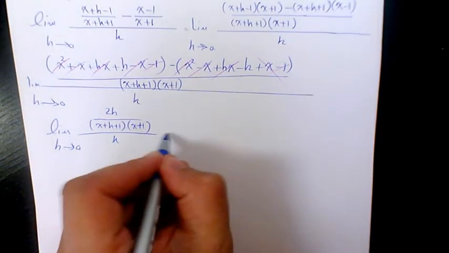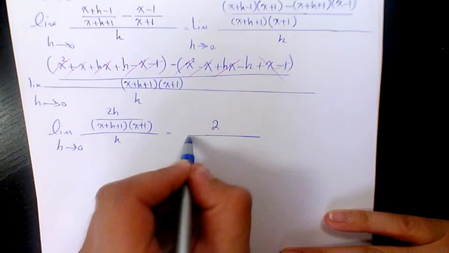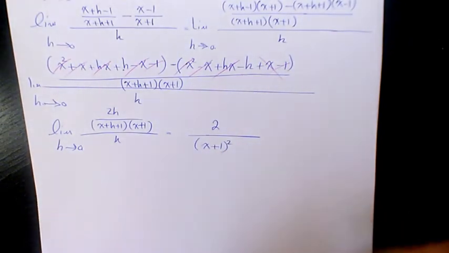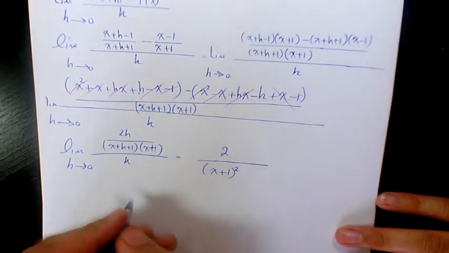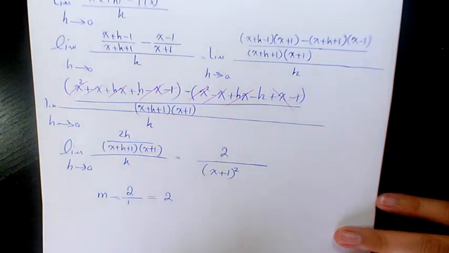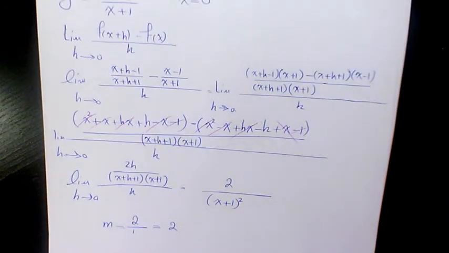This h and h cancel out. It's going to be 2 over (x plus 1) times (x plus 1), which is going to be (x plus 1) squared. That's the slope function. It says find it at x equals 0. So when you set x equals 0, it's going to be 2 over 1, which is going to be 2. So that's going to be the slope of this function at that point, which is x equals 0.